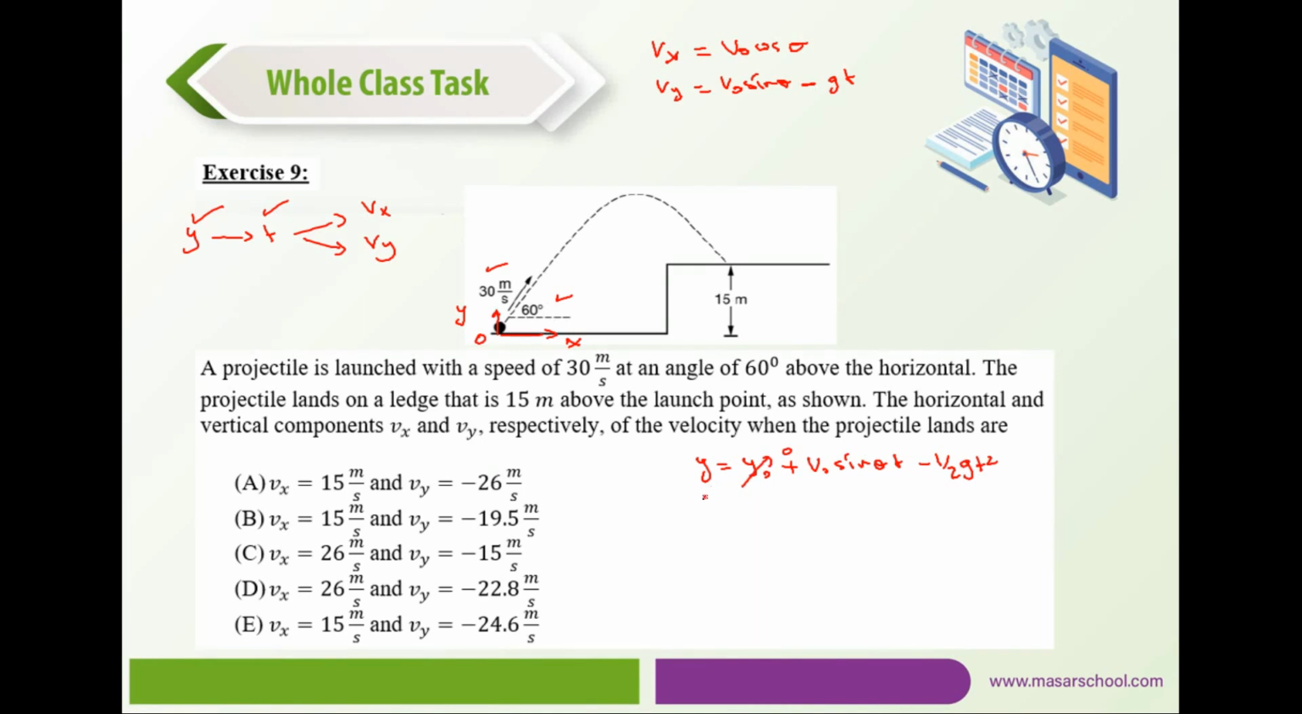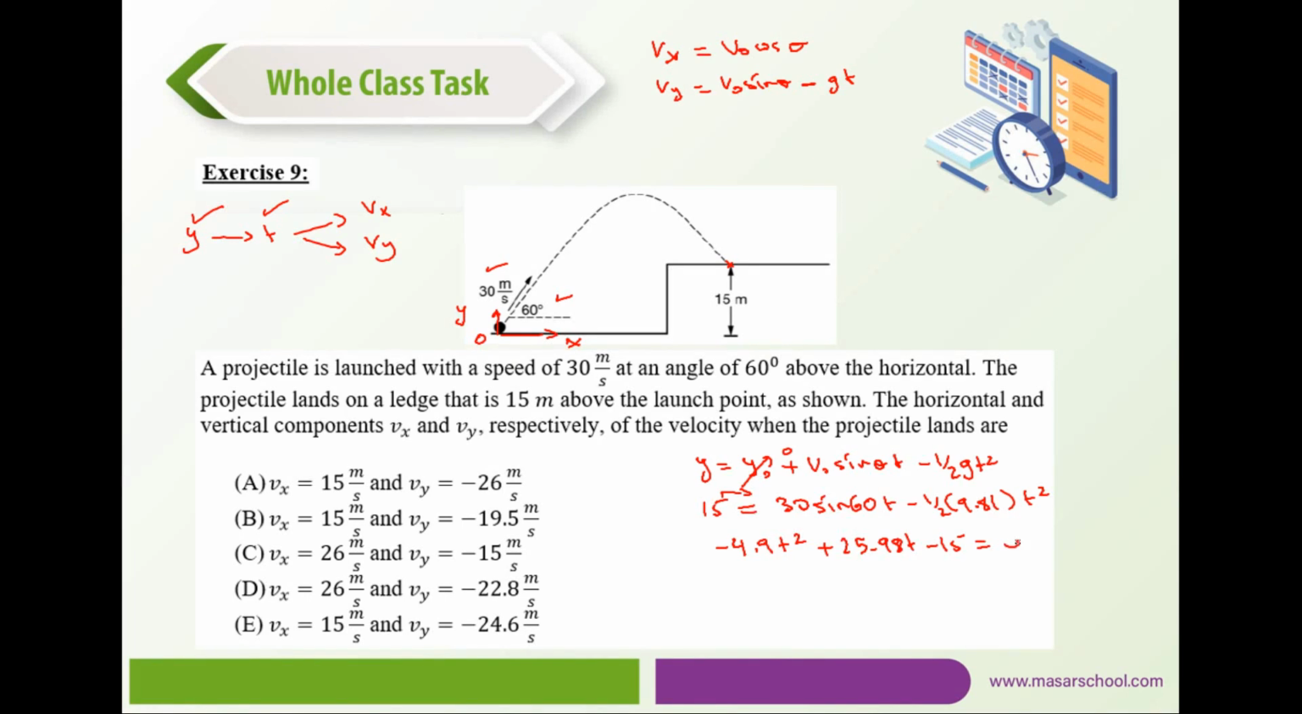What is the vertical position at this particular point? It is 15 meters up, so y is 15. Then 15 equals V0, which is 30 sine 60, multiplied by t, minus half 9.81 t squared. Now moving 15 to the other side and simplifying, putting it in the form of decreasing powers, we have minus 4.9 t squared plus 25.98 t minus 15 equal to 0.